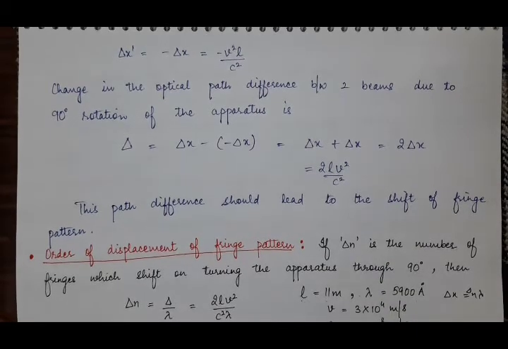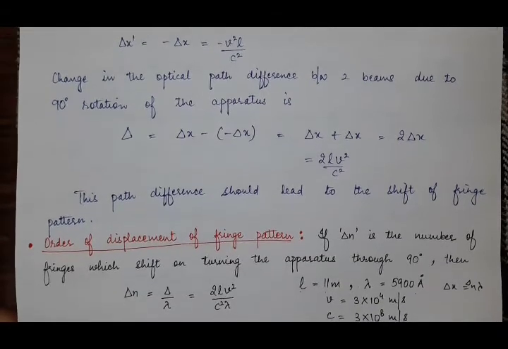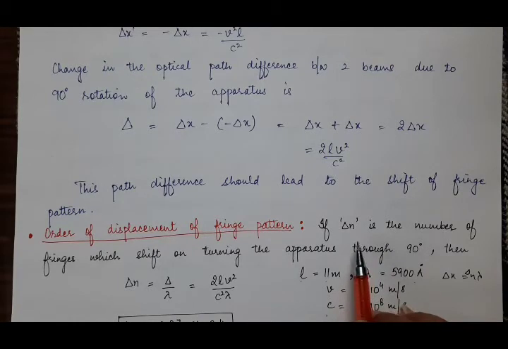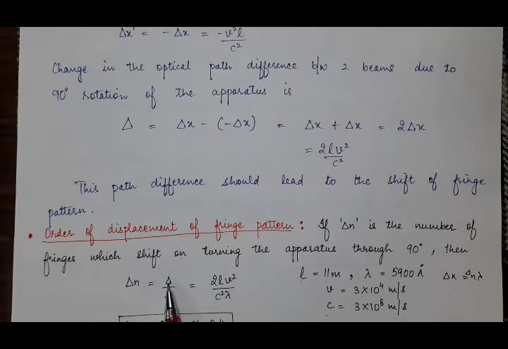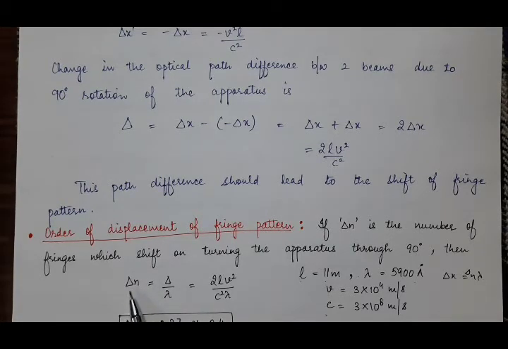So now what will be the order of displacement of this fringe pattern? Suppose the number of fringes which shift on rotating the apparatus through 90 degrees is delta n, and we know that x is equal to n lambda, so n will be equal to x by lambda. Here instead of x we are using the change in path difference delta, so delta upon lambda is equal to the number of fringes which got shifted. So put the value of lambda, put the value of delta here, and you will get this.